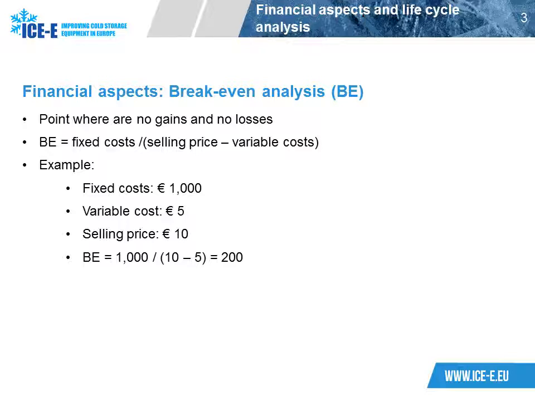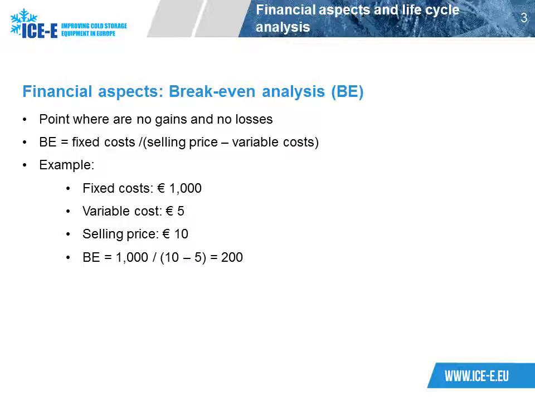For example, we have fixed costs of 1,000 euros. Fixed costs are costs that you even have if you don't sell anything. For example, rent or personnel. Variable costs are costs that you have per unit you sell. For example, materials and labor. In this example, the variable costs are 5, and the fixed costs are 1,000. The selling price is 10.